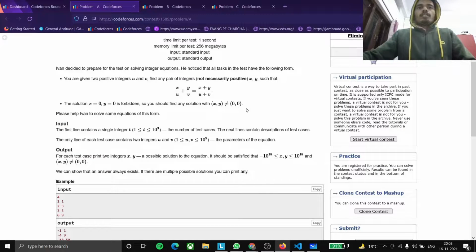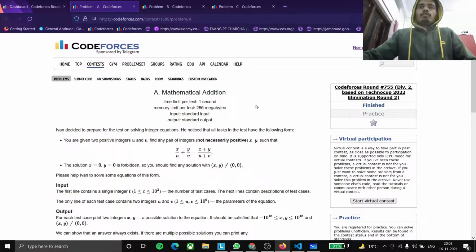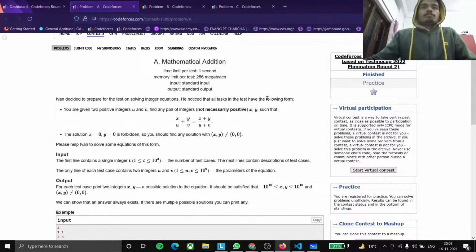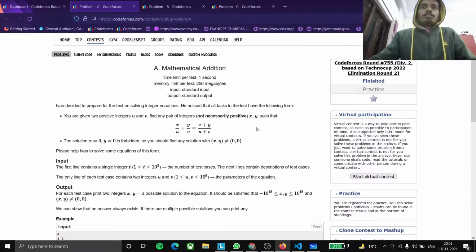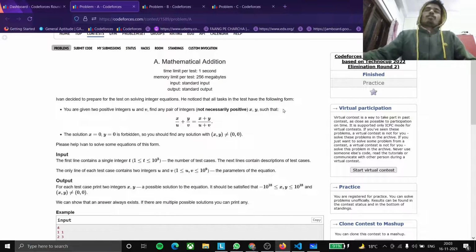So today we are going to look at Codeforces Round 755, which happened a few days ago, and we are going to solve a few questions related to that, and I'll be explaining how to solve these questions. They look quite basic, like the first three questions. So we will be solving these questions.